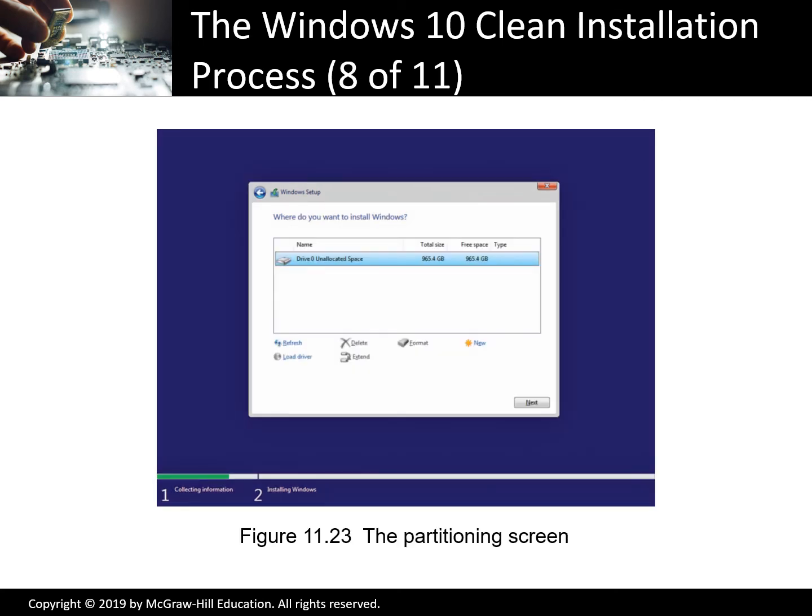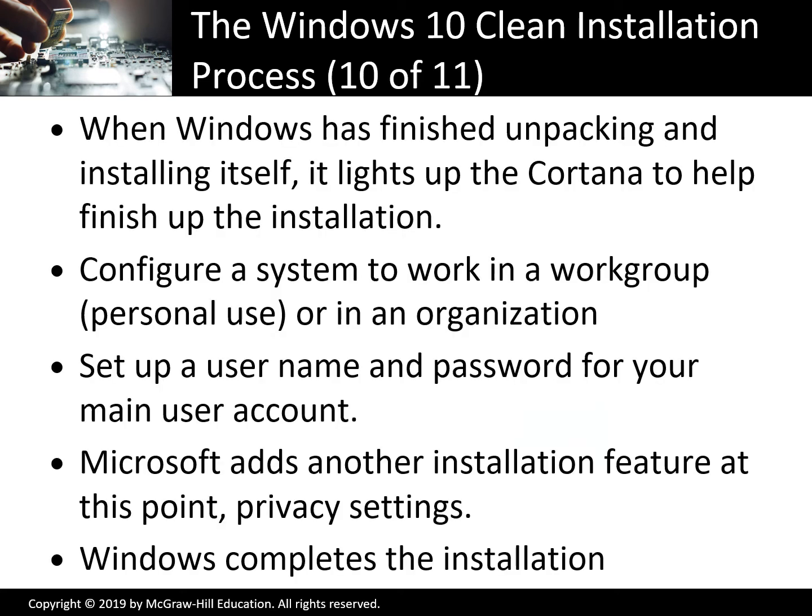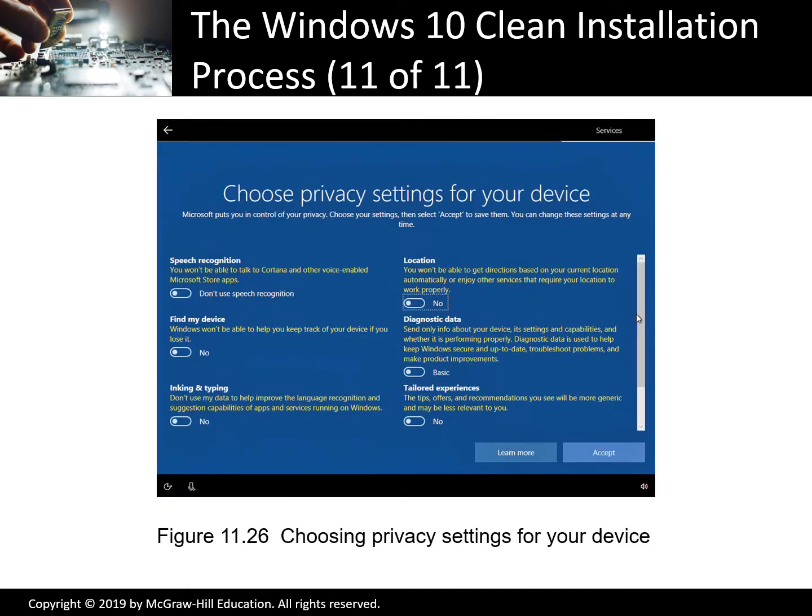There we go. Here, if you see multiples on a drive and you don't know what they are, it's a clean installation. Just delete them, redo them. And here, whether it's going to be set up for personal use or an organization. Now, when it's finished unpacking and installing itself, it's going to ask you how you want to connect, in terms of, is it a workgroup, organization, etc. You're going to be putting in username, passwords, etc. Okay. There we go. More on that in your networking class.